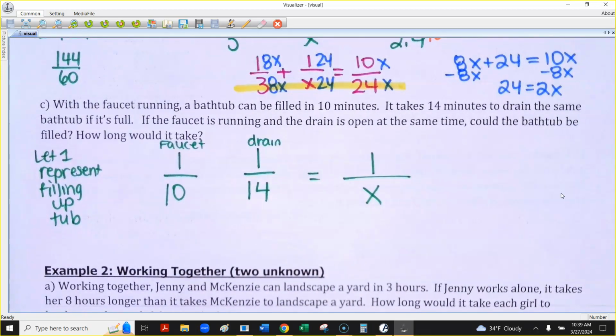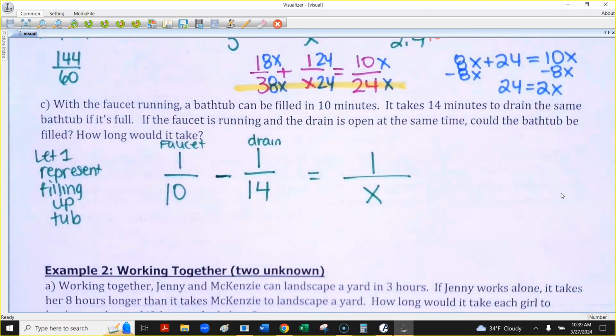What would you put between the 1/10 and the 1/14 there? If I'm pouring water in with the faucet, but I'm draining water, having the drain open, would you add those together? Because the drain is working against you, right? So you're going to subtract here. If the faucet's open, we're putting water in, but the drain is pulling it out, it's actually a subtraction problem in this question.